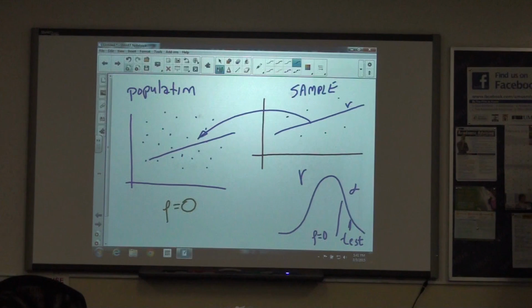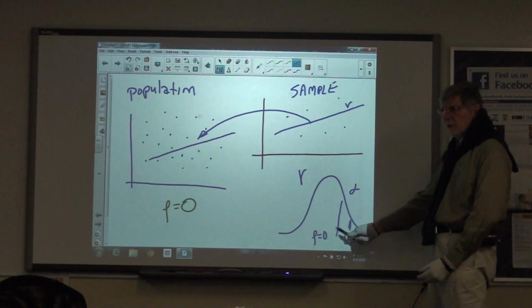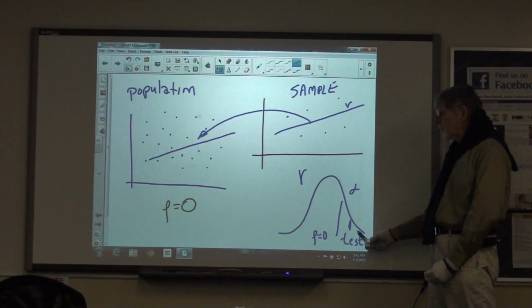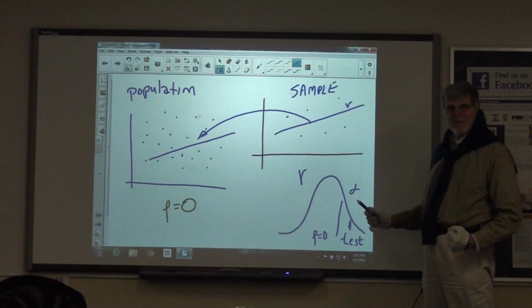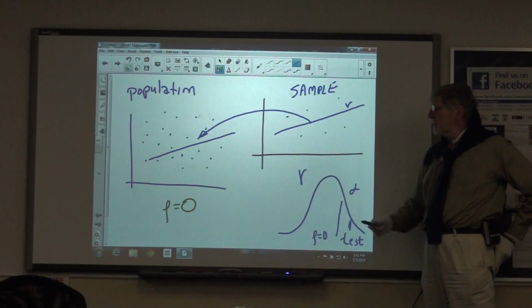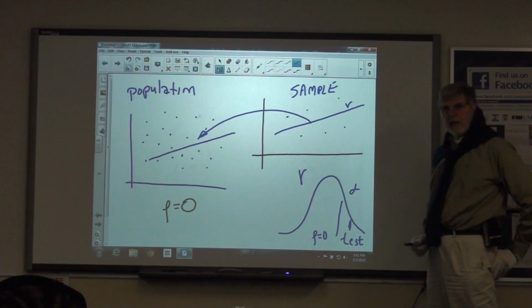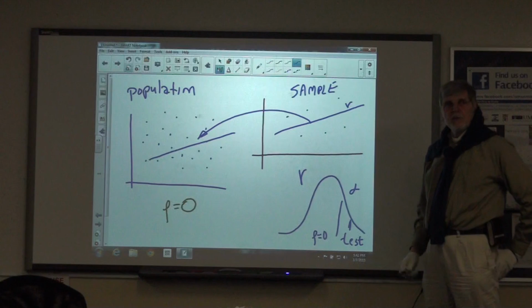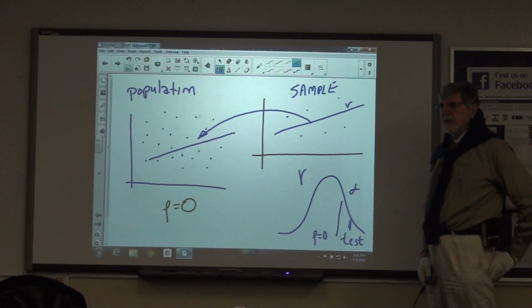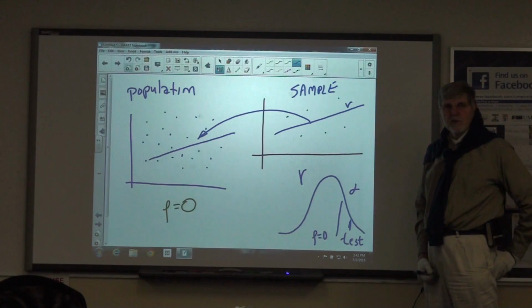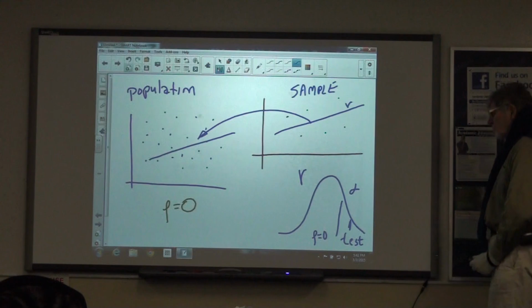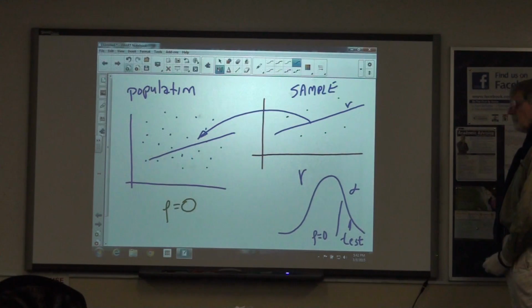So when you do a hypothesis test for correlation, you test against a rho equals 0. And if you fall in the reject zone, that's good news, because you're rejecting a rho equals 0 in the population. You are accepting your sample results back into the population. So what you want to do is to reject the null hypothesis when you do a sample R hypothesis test.